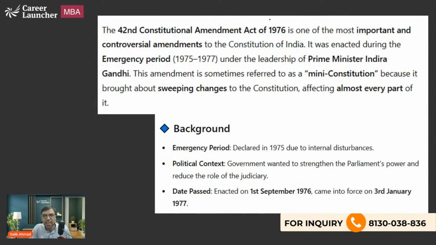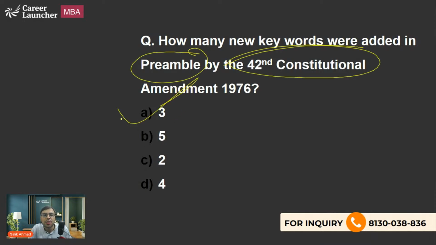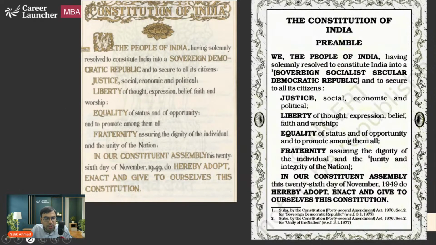And for the 42nd Amendment, please read a little bit about this mini constitution. It was very much in the news recently. It brought 3 terms in the preamble. What are those 3 terms? Socialist, secular, and integrity. Sovereign was there already. Socialist, secular, and integrity were added. This is the original one. These were added later on by the 42nd Amendment: socialist, secular, and integrity.